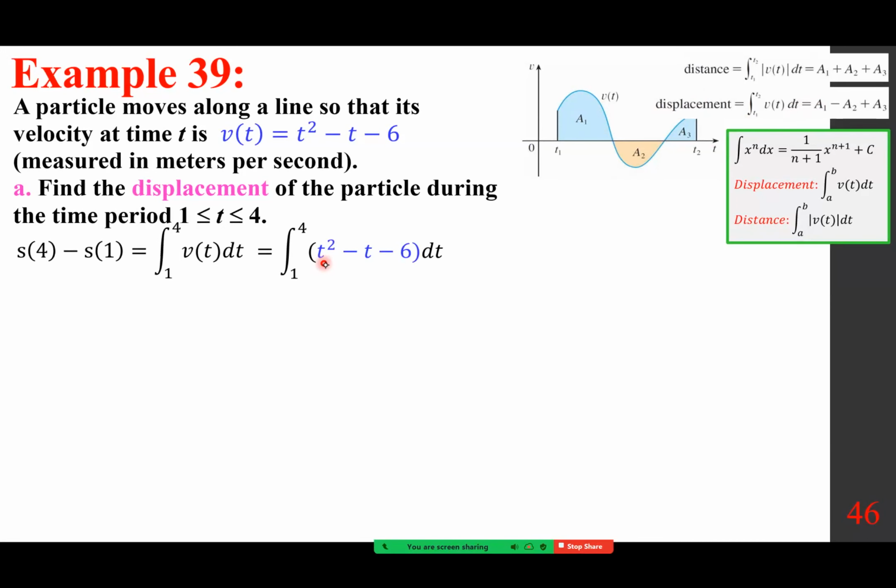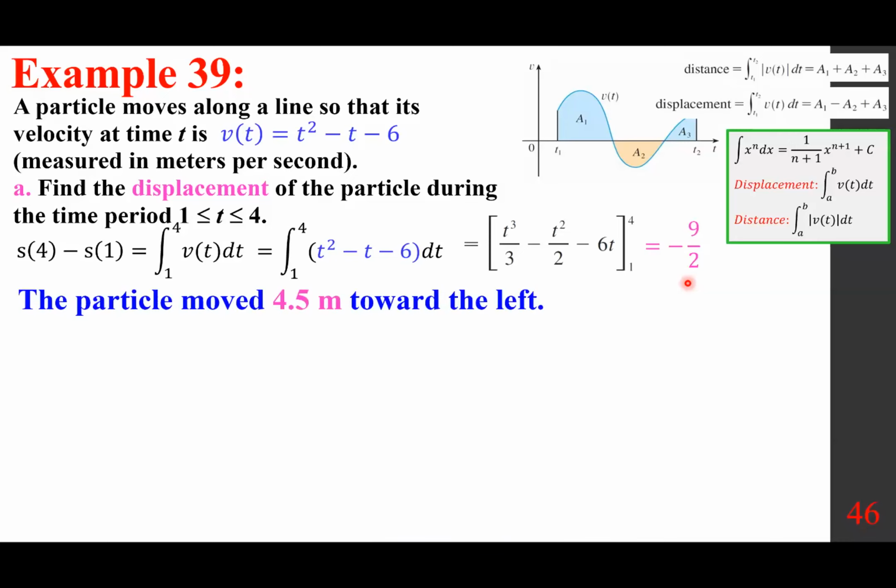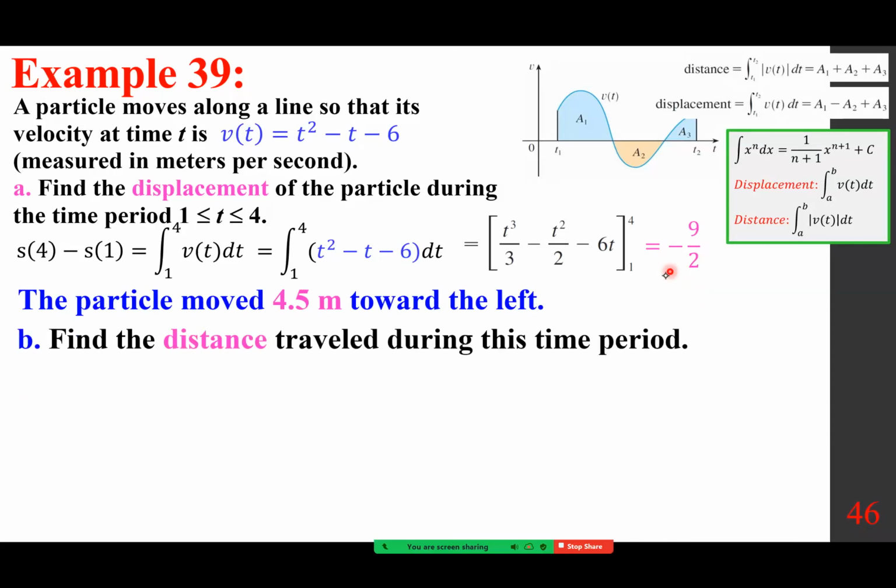You get 1/3 t cubed minus 1/2 t squared minus 6t. And I'm going to assume everybody can plug in 4 and 1. I just give you the final answer. Just plug in number 4, number 1. It's a simple evaluation. And so what it means is that the particle moved this much to the left. The negative sign means to the left if the right side is taken to be the positive side. And so what about the distance?